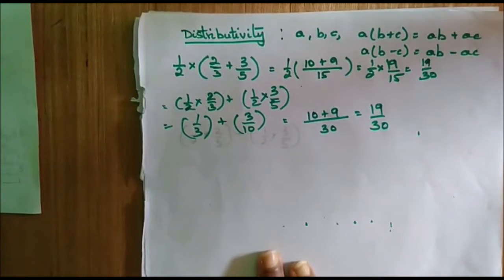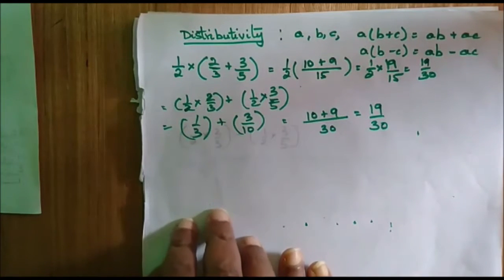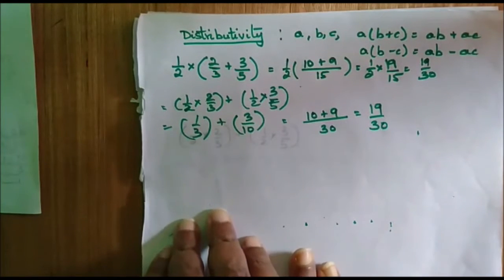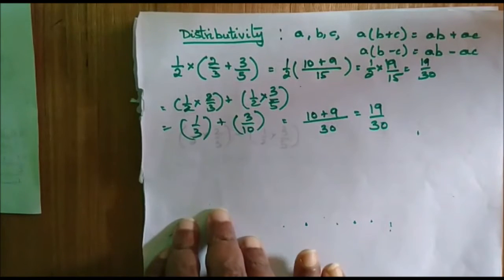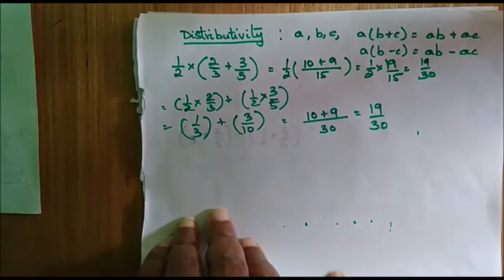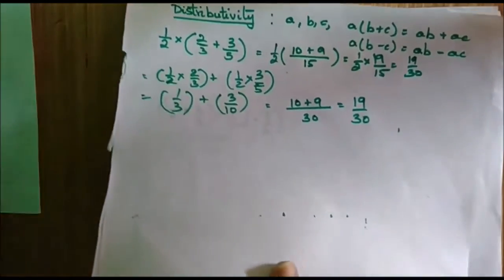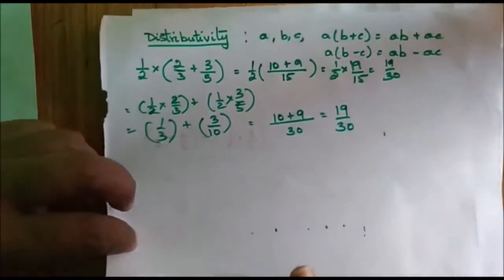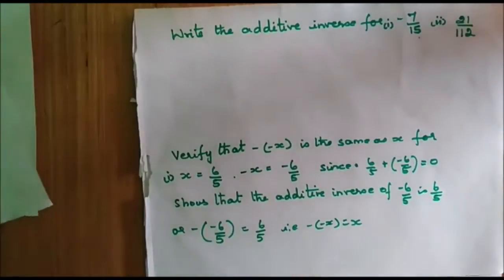I hope you all understood it. So A into (B plus C) within brackets is equal to AB plus AC. So this is what the distributive property states. Okay, we'll go to the next topic.